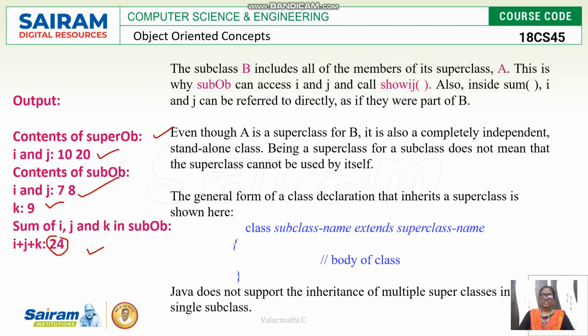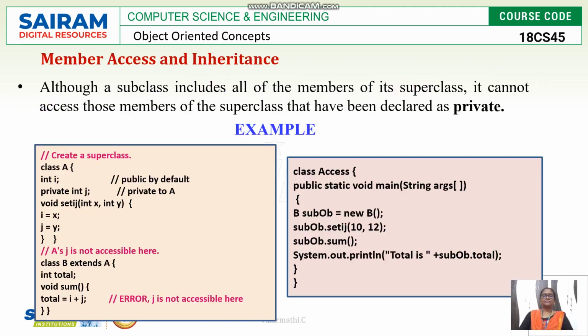Here, what is the general format of inheriting a superclass? It has the following syntax: class subclass-name extends superclass-name, right? So it has the keyword called extends. Extends is the primary keyword which will inherit the concepts from the superclass to the subclass. Which class is extending which class? The subclass will be extending the superclass. So this is the meaning of this statement. Likewise, class B extends class A means A is a superclass and B is a subclass.